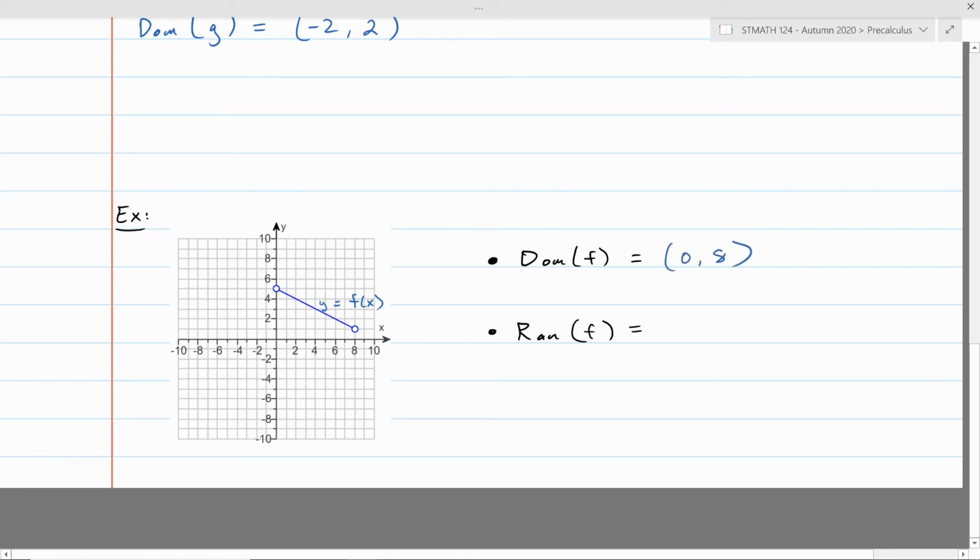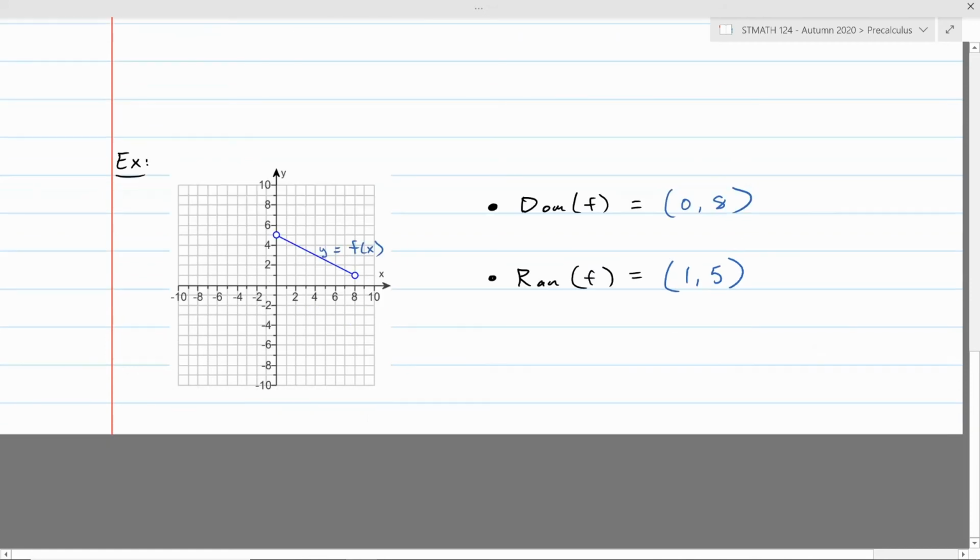And the range, you may remember, those are the output values of the function. And you can see the output values of the function by just reading off what are the y values that correspond to points on that graph. And I see that the y values of this graph range from 1 up to about 5, so it'd be one interval 1 to 5, and the endpoints are not included because you got those open dots on the graph there.